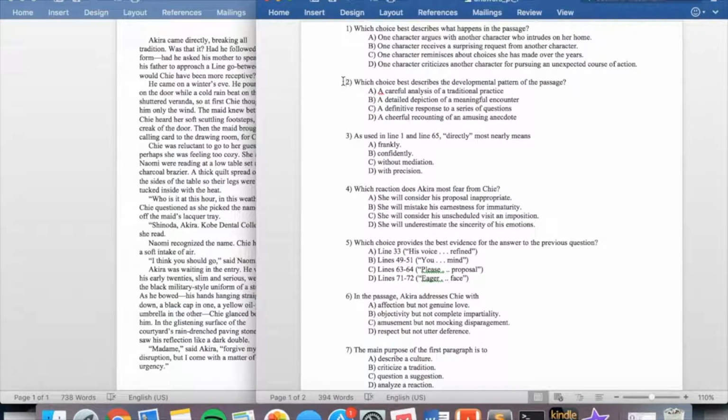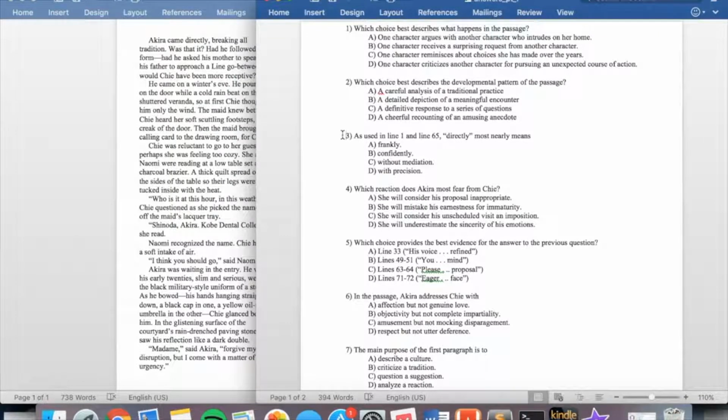Second question is much the same. Which choice best describes the developmental pattern of the passage? So again, I can prime myself to be thinking about this answer. It might save me some time later on if I'm thinking about it when I'm reading the passage the first time. Question 3, as used in line 1 and line 65, directly most nearly means.